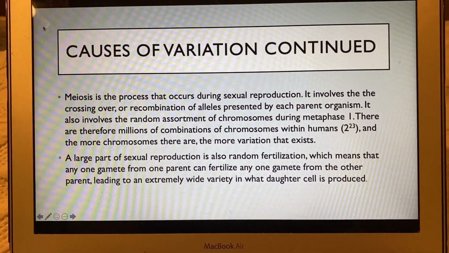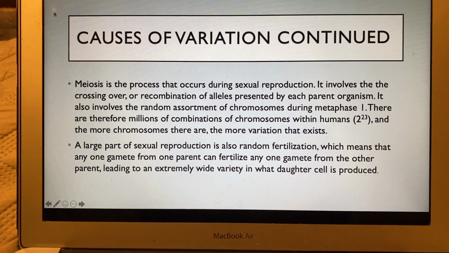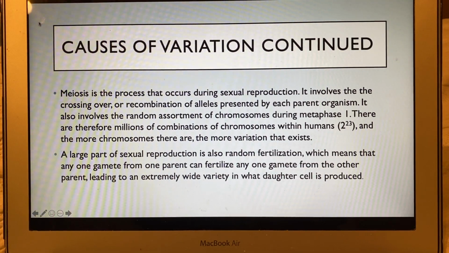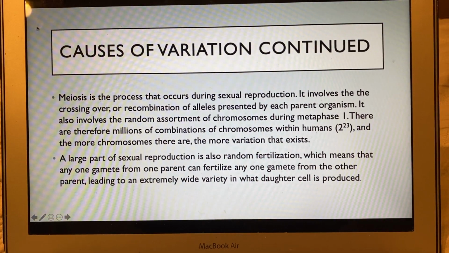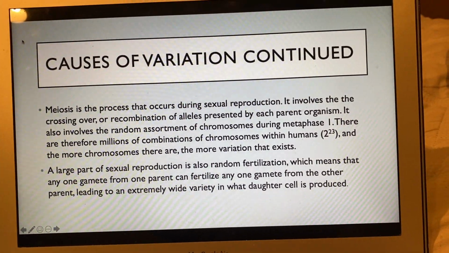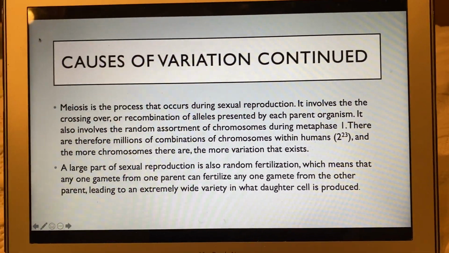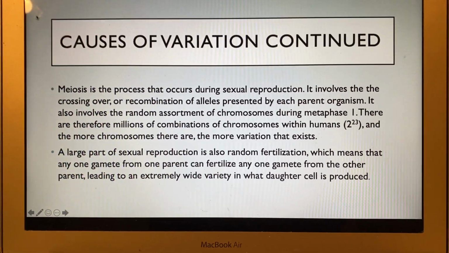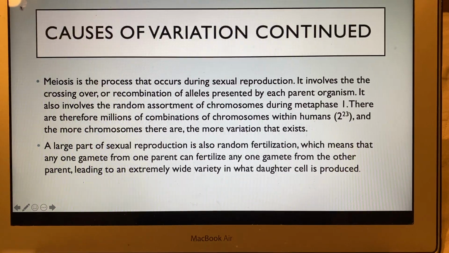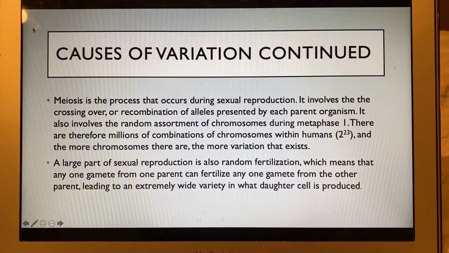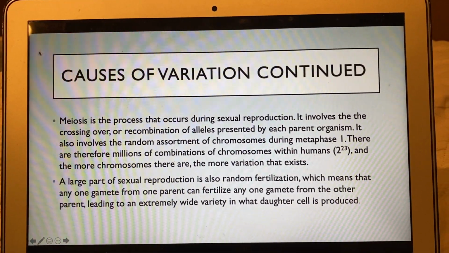Here, meiosis is the process during sexual reproduction and involves crossing over, the recombination of alleles present in each parent organism. It also involves random assortment of chromosomes during metaphase 1. There are therefore millions of combinations of chromosomes within humans, 2 to the 23rd power, and the more chromosomes there are, the more variation that exists. So humans have 23 gamete chromosomes, 23 that come from each parent, so that's how we got that number, 2 to the 23.